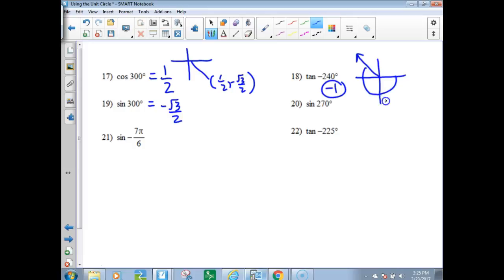Sine 270. Oh, I guess we'll write 270. That's at 0, negative 1. We have like 4 minutes. You're all done? Oh, you gotta go early. Okay. What is the sine? It's the second number, so this would be negative 1.